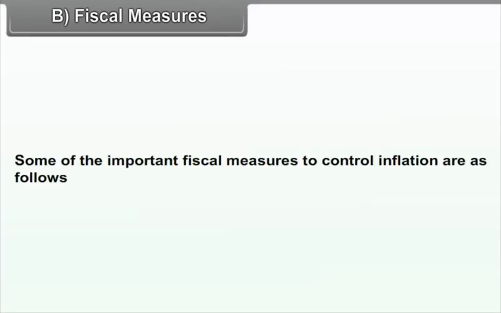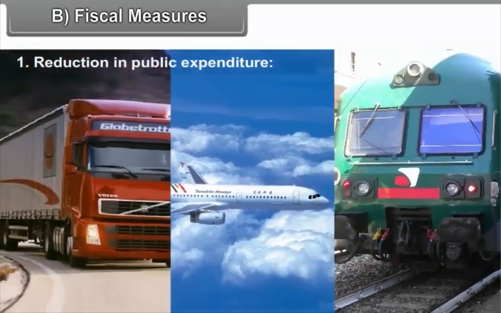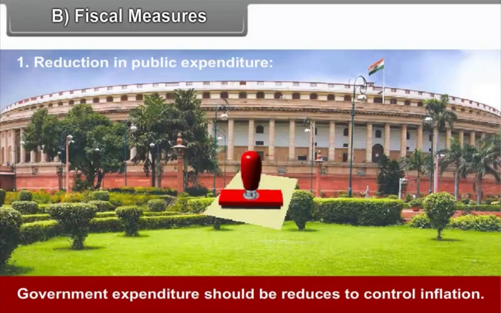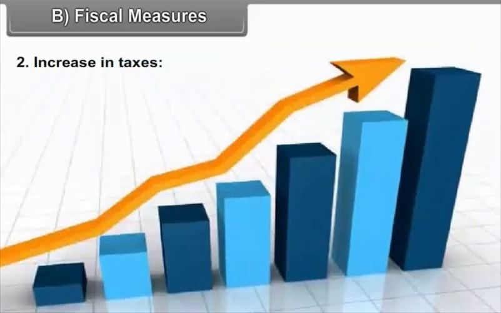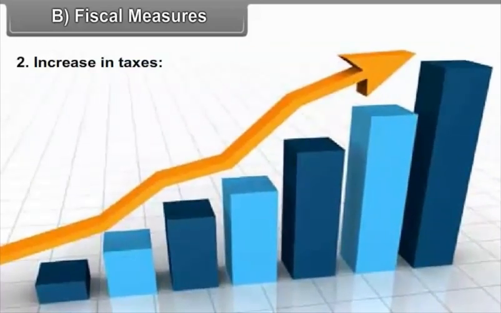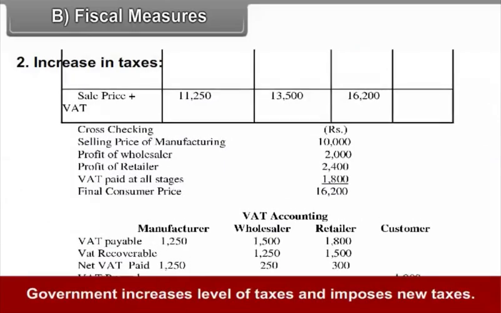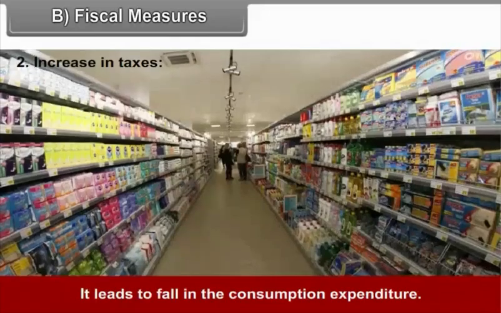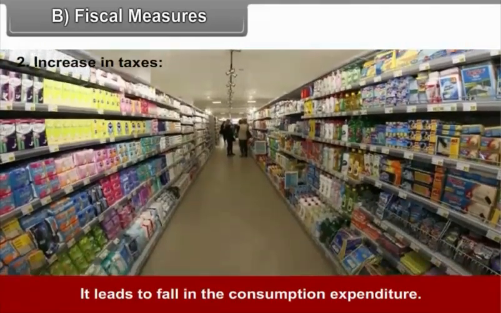B. Fiscal measures. Some of the important fiscal measures to control inflation are as follows. 1. Reduction in public expenditure. Government expenditure should be reduced to control inflation. 2. Increase in taxes. Government increases level of taxes and imposes new taxes. It leads to fall in consumption expenditure.